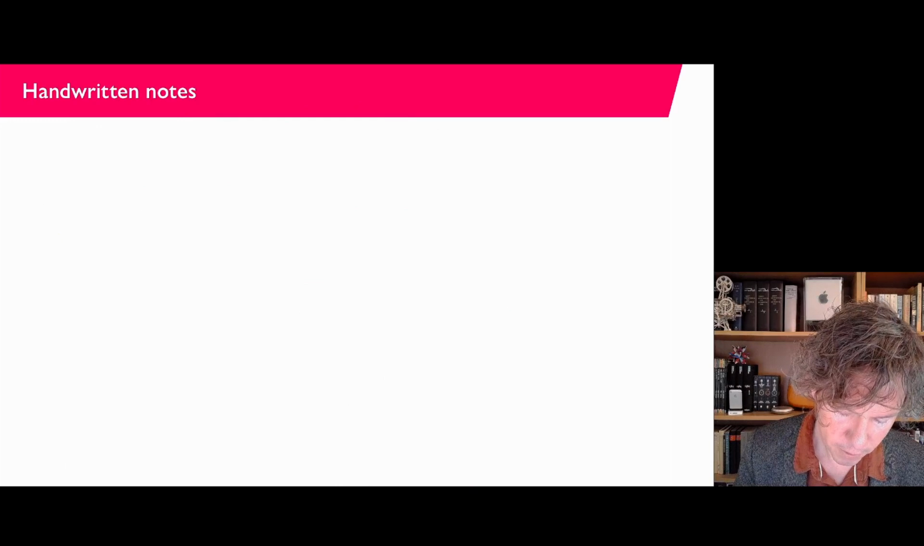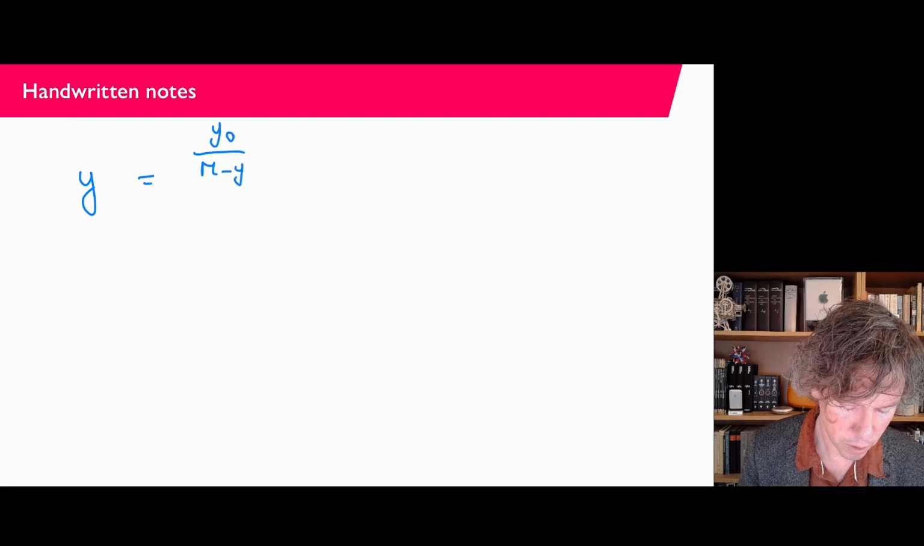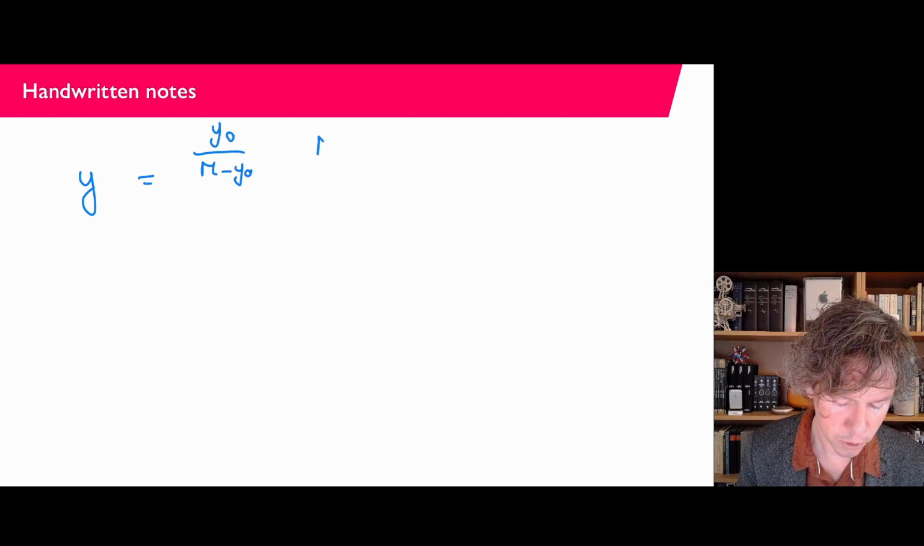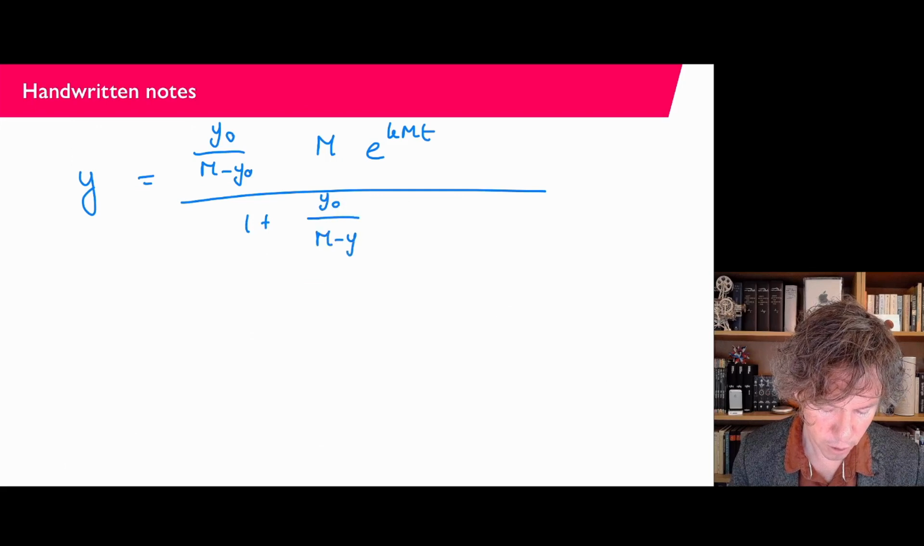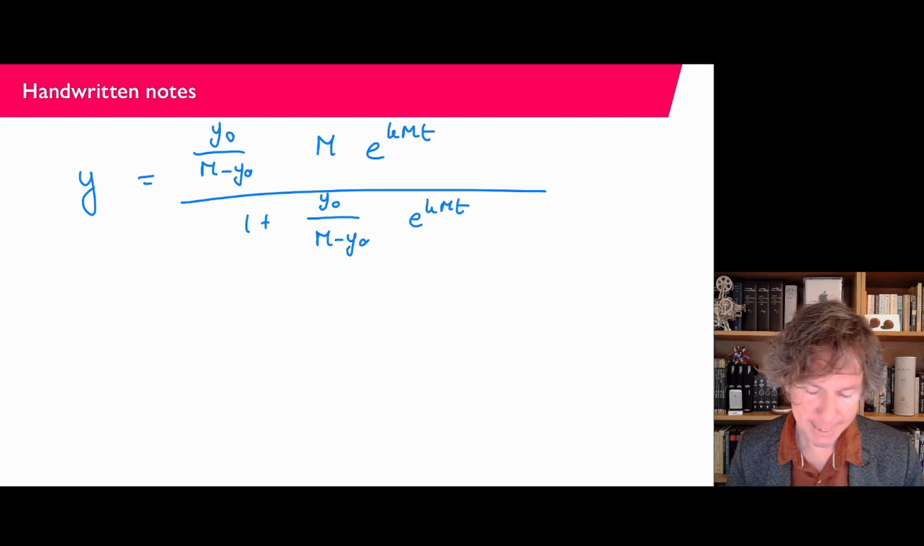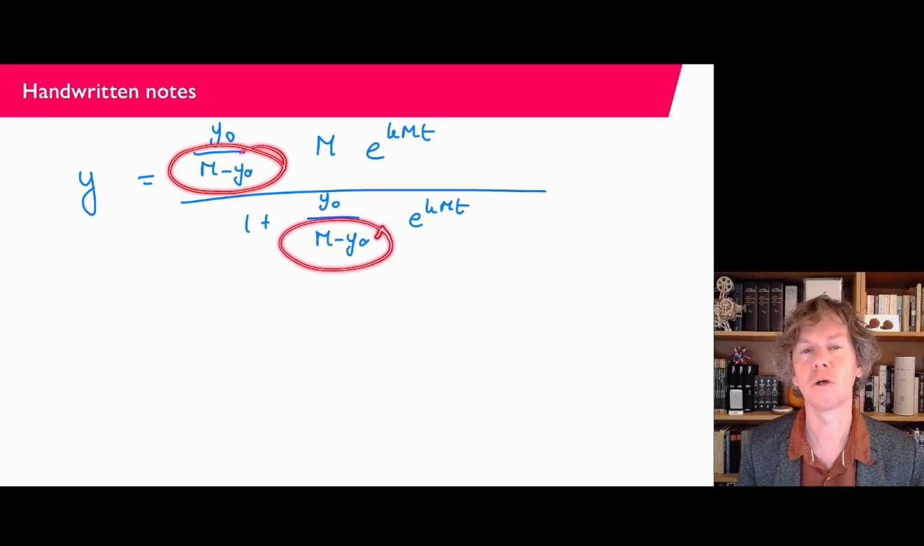So what we then find is that y equals, and there was an a here, so I replaced that with y0 divided by m minus y0 times m times the exponential. And in the denominator I had 1 plus, and here again a, so that's going to be another y0 over m minus y0 times the exponential. And you see that I have an m minus y0 here and twice in the denominator.